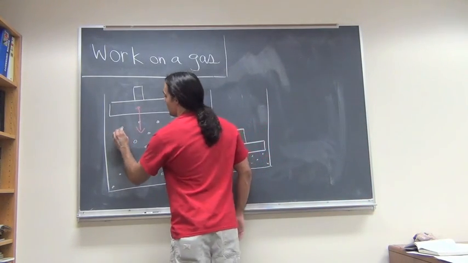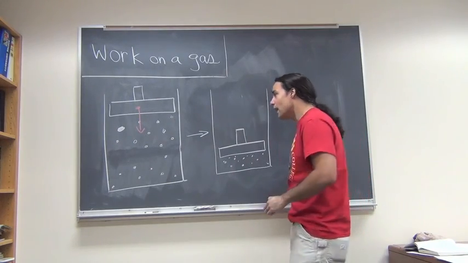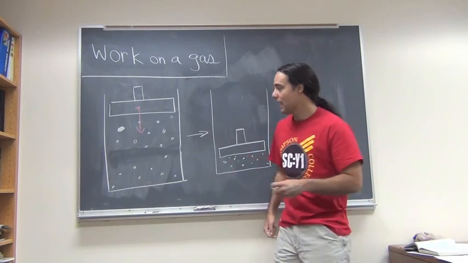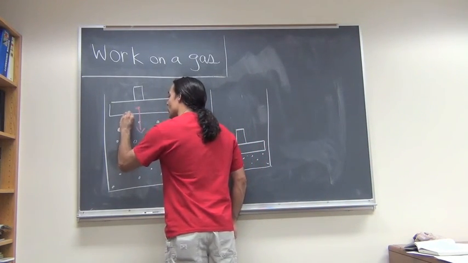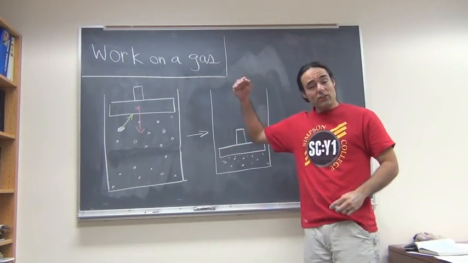So let's say I want to pay attention to this molecule right here. And let's say he happens to be moving upward as the piston is moving down. So he's moving up with some velocity, and he is going to collide with the bottom of the piston. My piston is moving down.